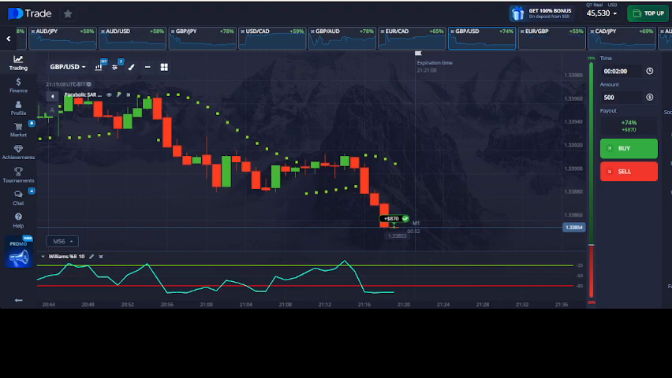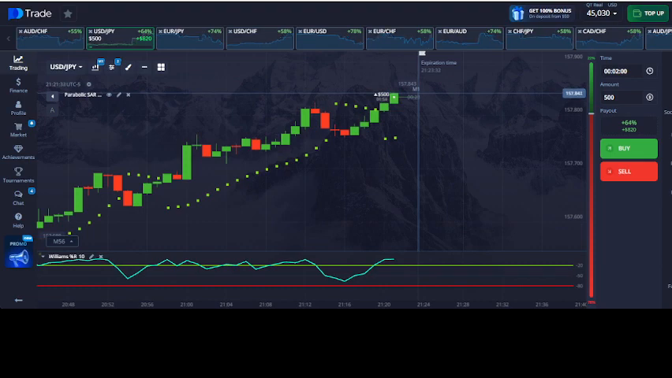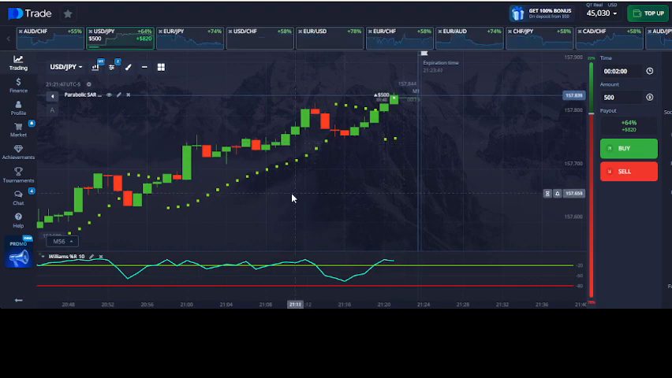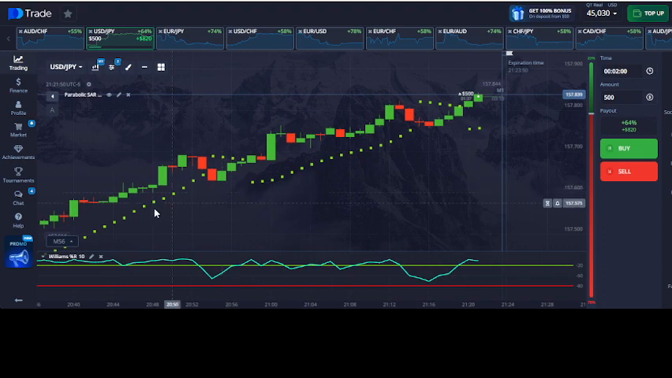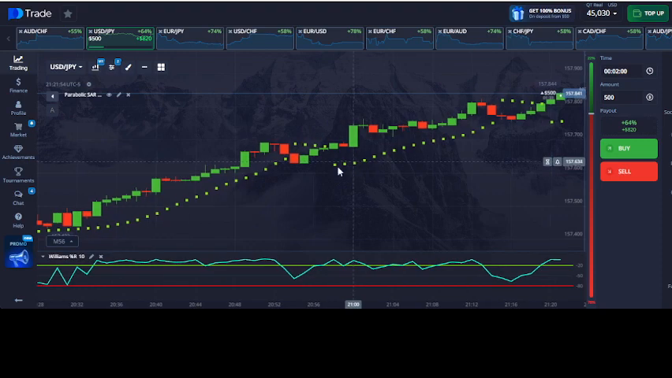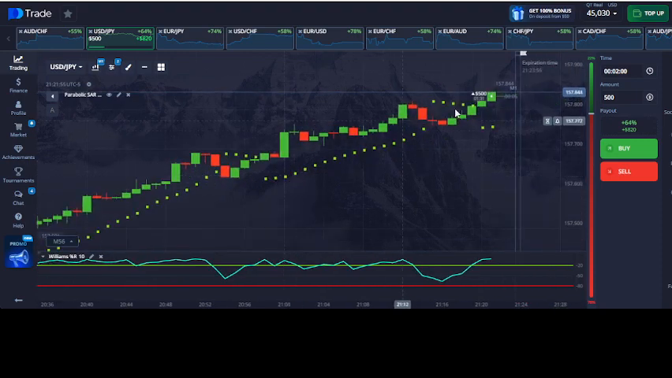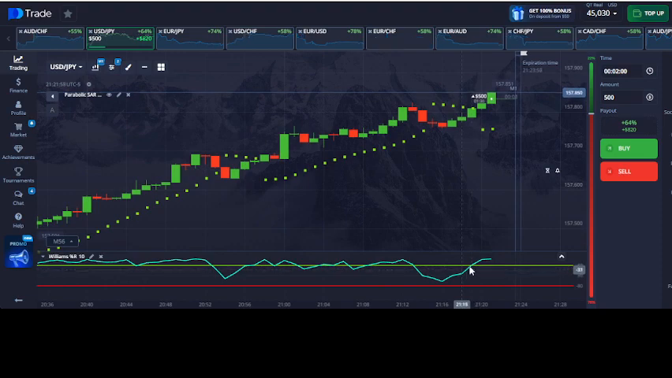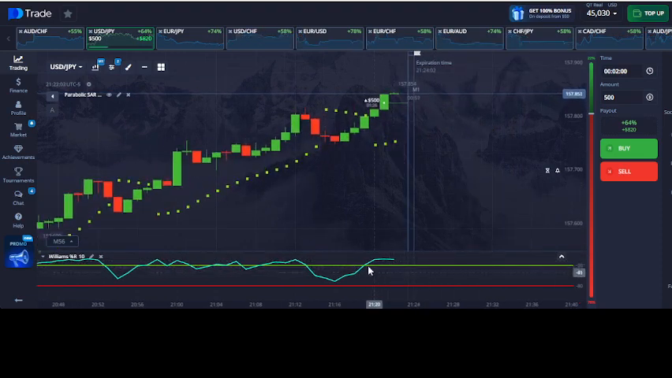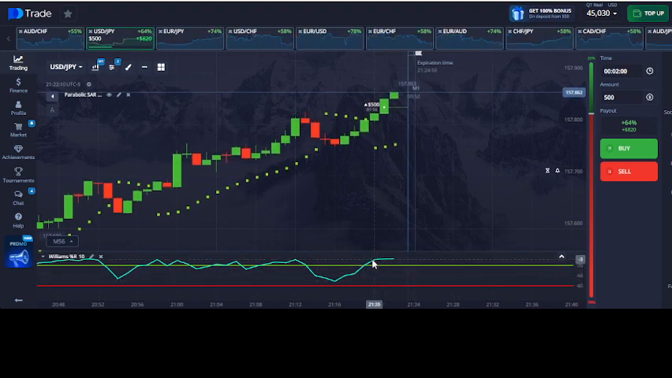Okay, so I'm going to pause the video again and look for the next setup. Okay, so I'm on the US dollar Japanese yen currency pair here, and I just took a buy trade. The reason I took the buy trade, you see here a strong bullish movement in the price of the currency from the bottom left to the top right. Strong bullish trend. In addition to that, the Williams percent R line crossed over the green 20 line and up in the positive direction.